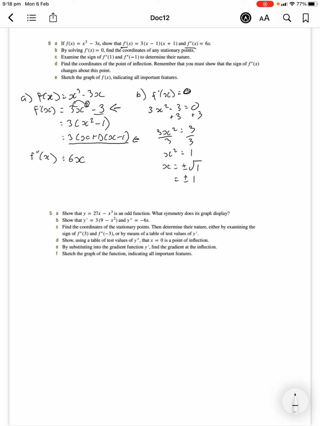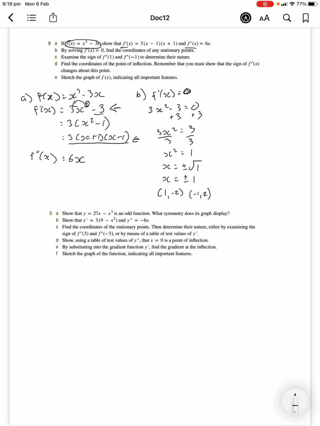So those are the x coordinates of my stationary points. In order to find the y coordinate, we're going to substitute x is equal to 1 into my original equation here, and we're going to put x is minus 1 in there as well. So when I put x is equal to 1 in there, I'm going to get minus 2. And when I put x is negative 1 in there, I'm going to get positive 2. Which ended up working out quite nicely, which is good. It doesn't often work that way.